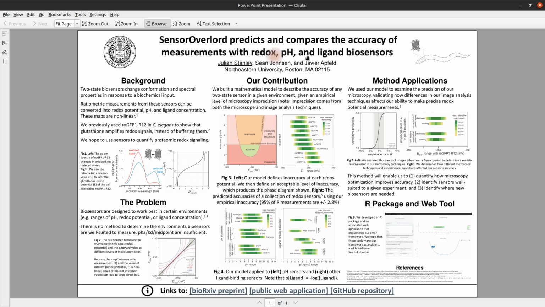So we built a framework to predict the accuracy of any two-state sensor, and you can use our framework to compare different sensors to quantify accuracy gains made from improved image analysis and more. So now, some background.